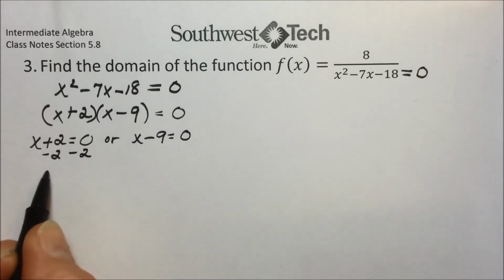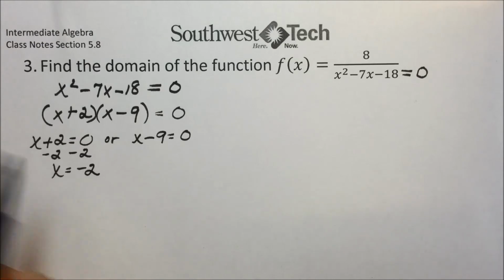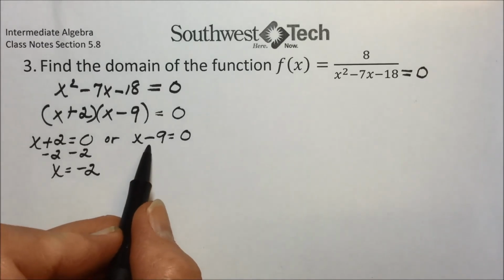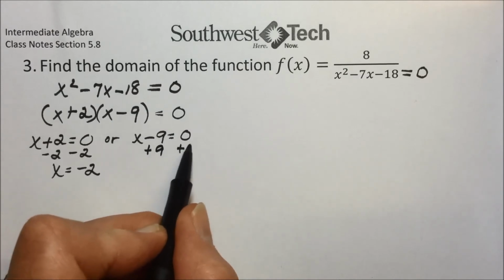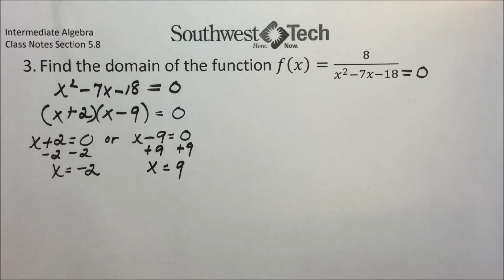Subtracting a 2 from each side, we end up with x equal to negative 2 would cause the denominator to equal 0, something we're trying to avoid. Or if x is equal to 9, we would end up with a 0 in the denominator. Both of these are things that we want to avoid.